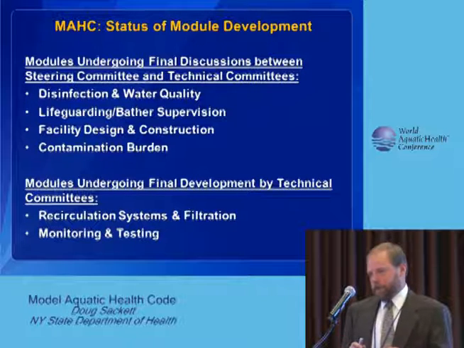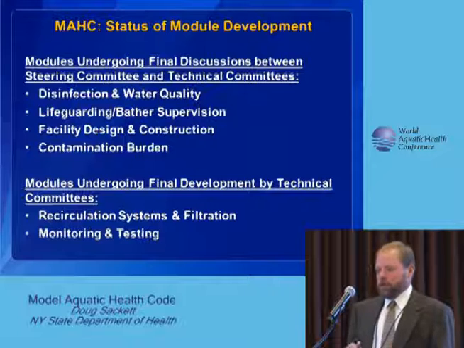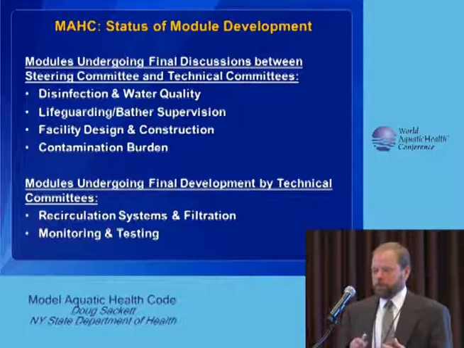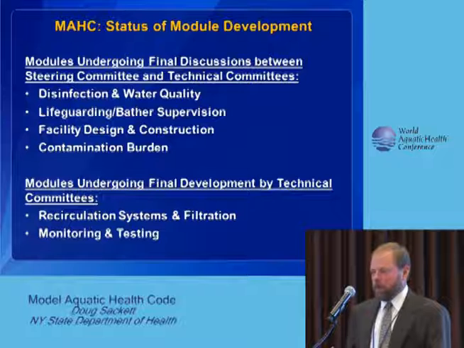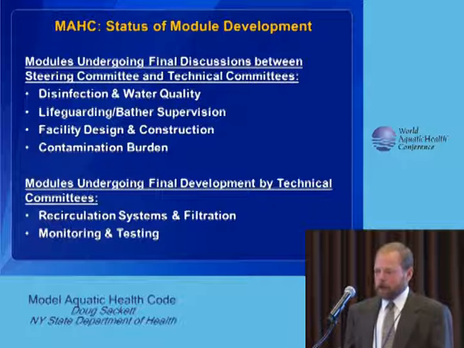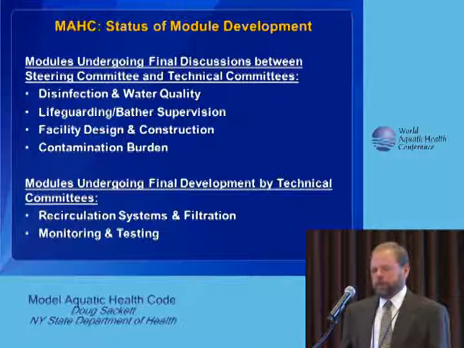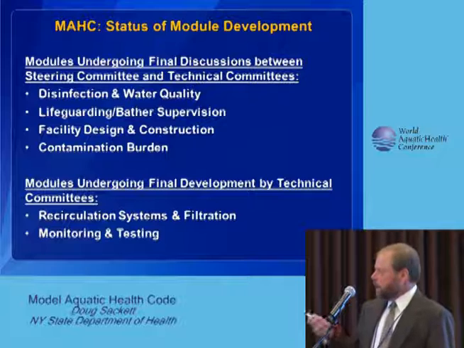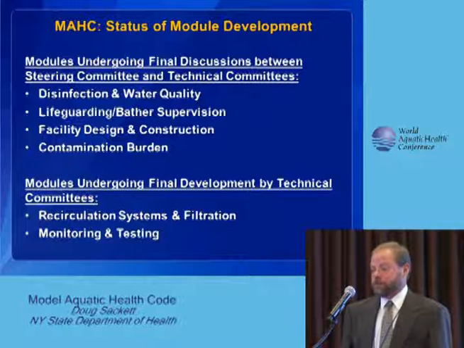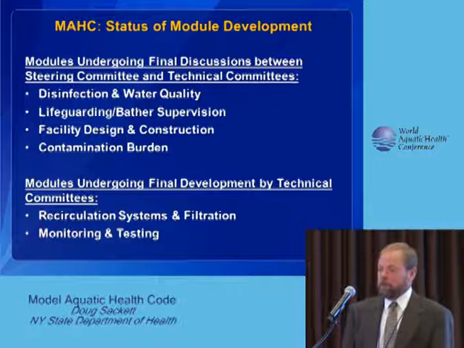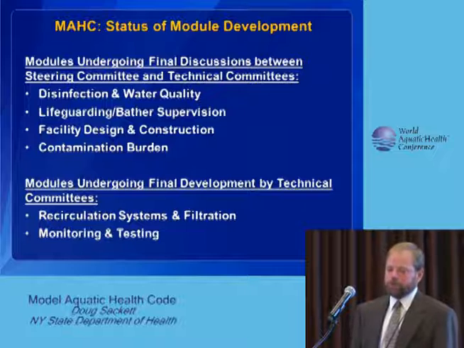We think of bather load historically. You design your pool and your treatment system on bather load, but what does that really mean? It really boils down to a contamination burden. What does the pool treatment plant have to deal with? What are the chemical, biological factors that affect water quality? Contamination burden is a different concept, and it wasn't a simple task, so that's what's included in that particular module, but that should be coming out also in the near future.